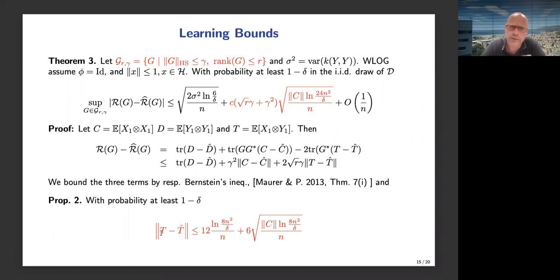where we bound this cross covariance operator. So this is the expectation of the input cross product the output. We bound the concentration of the cross covariance operator around its empirical estimate.